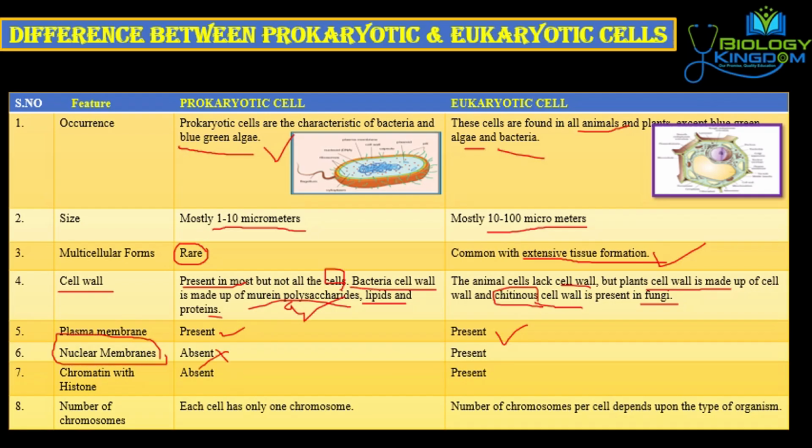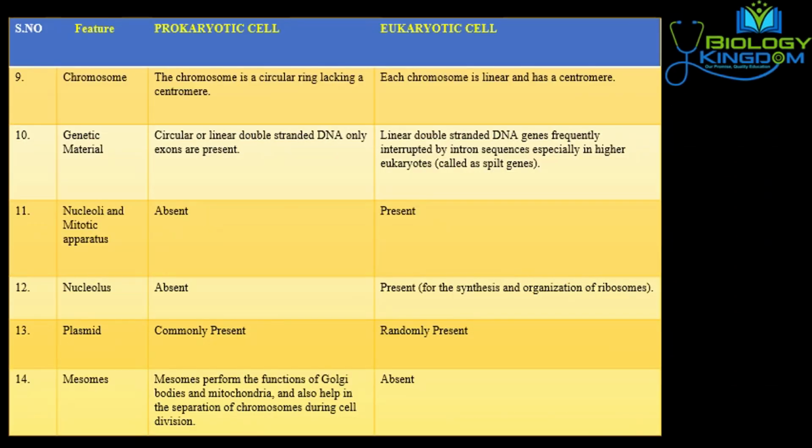The nuclear membrane is absent in prokaryotic cells but present in eukaryotic cells. In the same way, chromatin with histone proteins is absent in prokaryotic cells and present in eukaryotic cells. In terms of the number of chromosomes, each prokaryotic cell has only one chromosome, but the number of chromosomes per cell in eukaryotic cells depends upon the type of organism. Moving on to the next feature, the chromosome in the prokaryotic cell is in the form of a circular ring lacking a centromere.